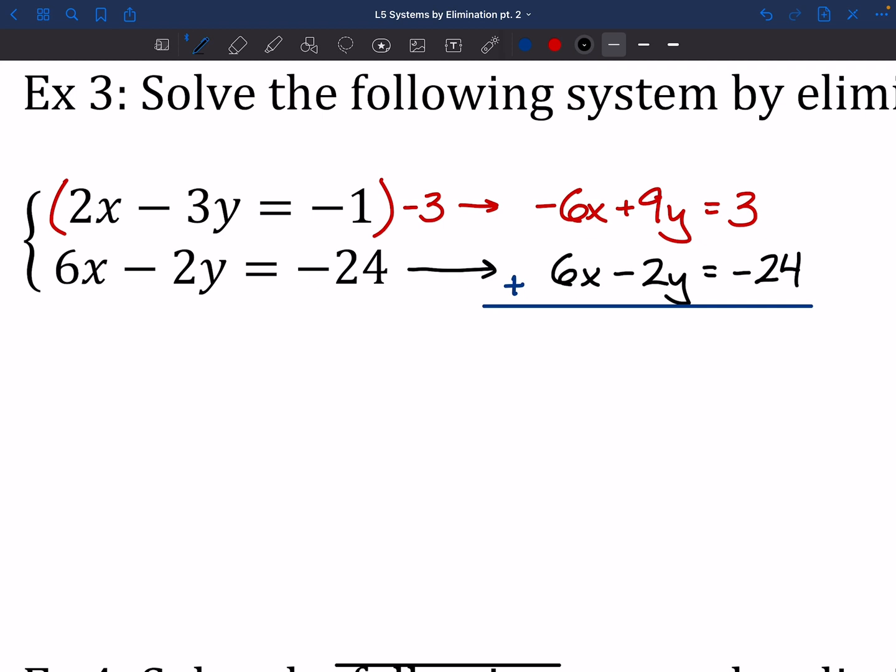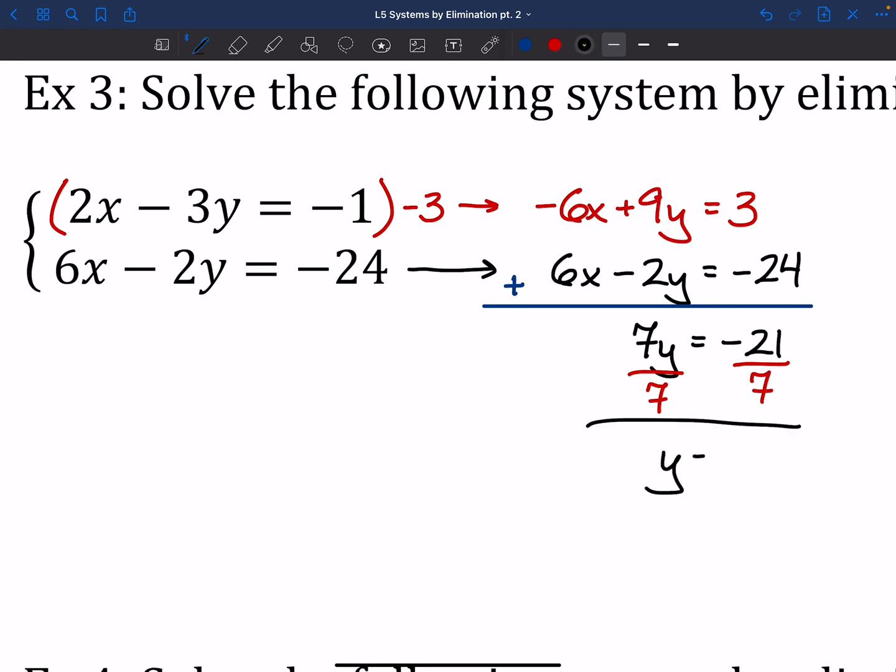So what I've got is those x's are going to cancel each other out. Negative 6 plus 6, boom, they're gone. For the y's, we got 9y plus negative 2y's, which will bring us down to 7y's. And then 3 plus negative 24, so 3 minus 24 brings us to negative 21. Got to divide by that 7 to get rid of it.